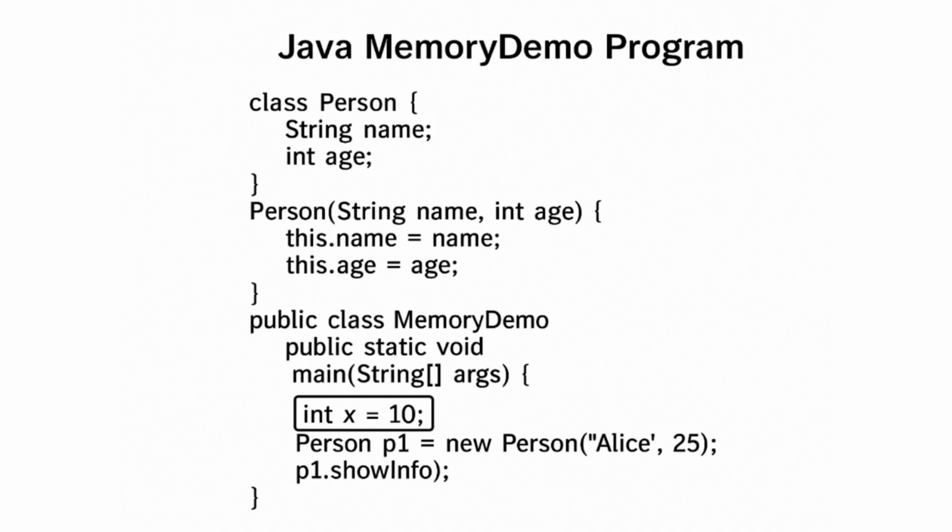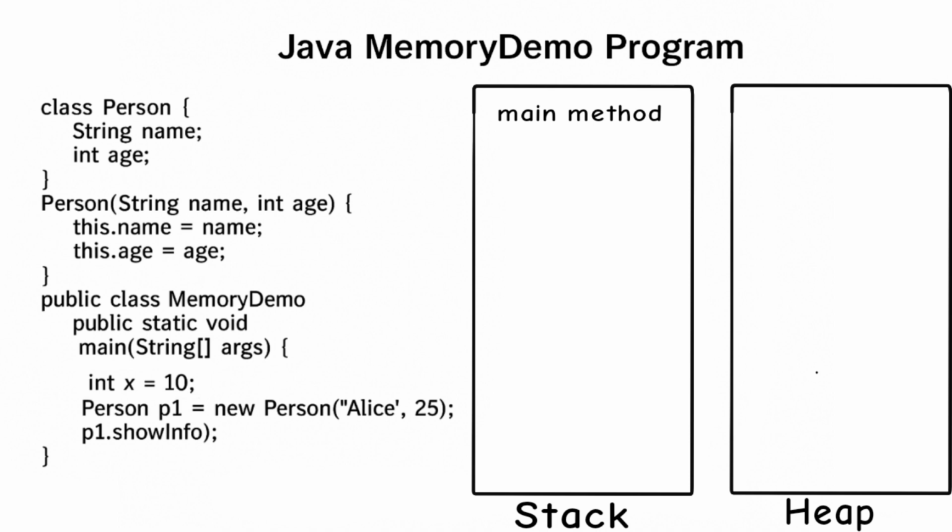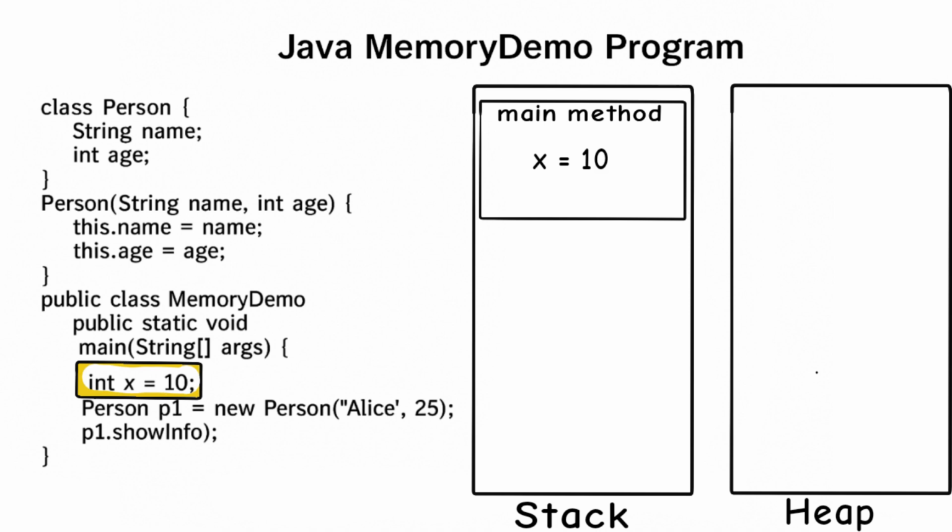Now the program begins execution inside the main method. The JVM creates a stack frame for the main method. When we declare int x = 10;, this value is stored directly in the stack memory. Primitive types like int, boolean and char always live in the stack.